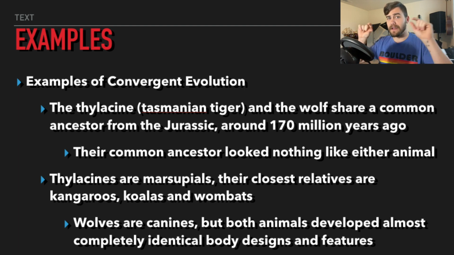So, and then it branched off, and then those branching animals would have looked absolutely nothing like a wolf or a thylacine, and then millions and millions and millions of years of evolution, eventually two branches way at the end of that tree converged sort of to the same point. Thylacines are marsupials, right? Their closest relatives are kangaroos, koalas, and wombats, and wolves are canines, but they got pretty much identical body designs and features.